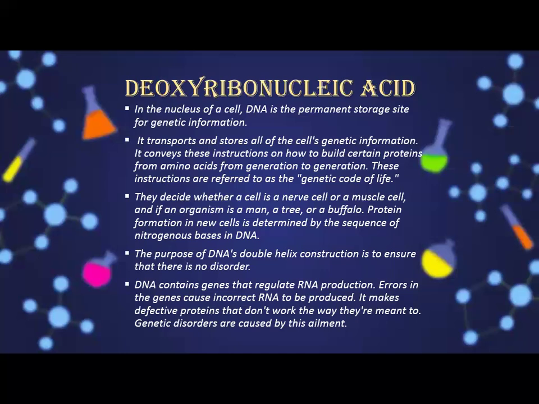Number three, they decide whether a cell is a nerve cell or a muscle cell, and whether an organism is a man, tree, or buffalo. Yes, DNA also decides whether the baby is a man baby, a tree, or a buffalo. So every single living organism has its particular DNA, and its particular cells to make the DNA.